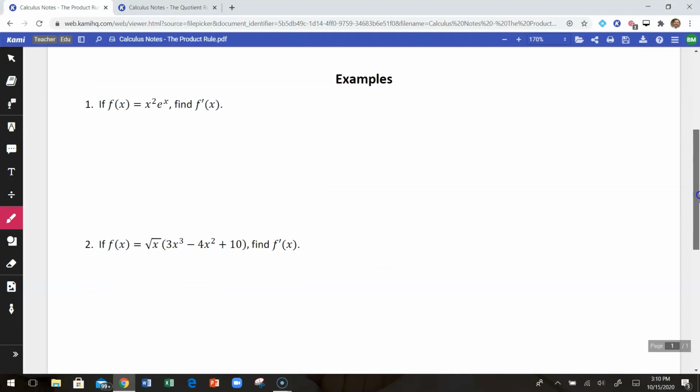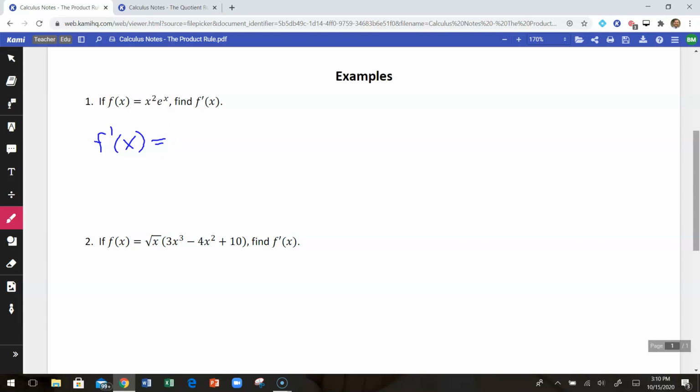So I'm going to jump into some examples down here. f of x is x squared e to the x. Find f prime of x. So f prime of x is going to equal, it's easy for me here to identify those two functions. They are x squared and e to the x.